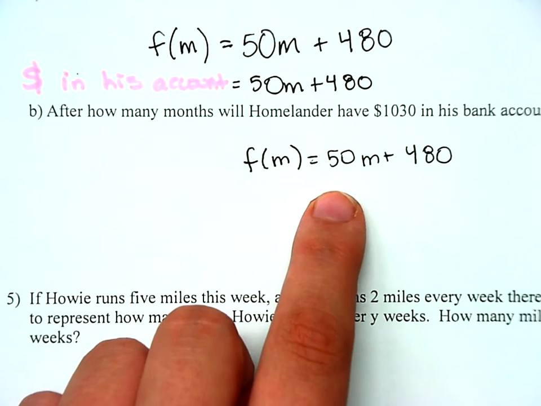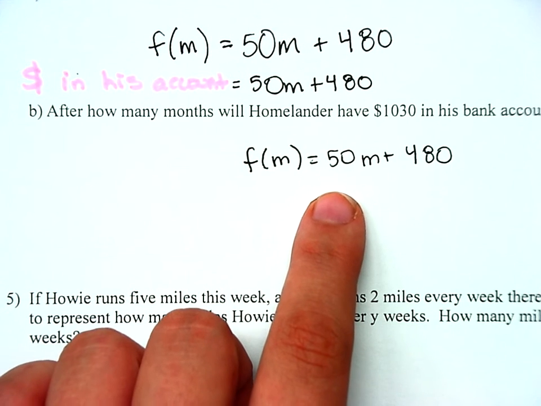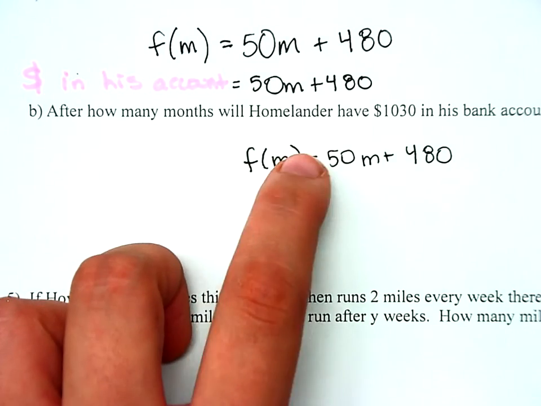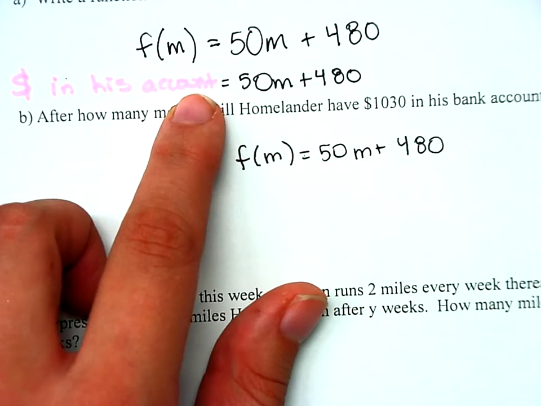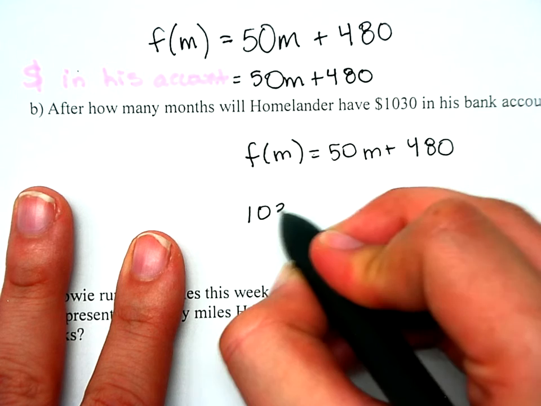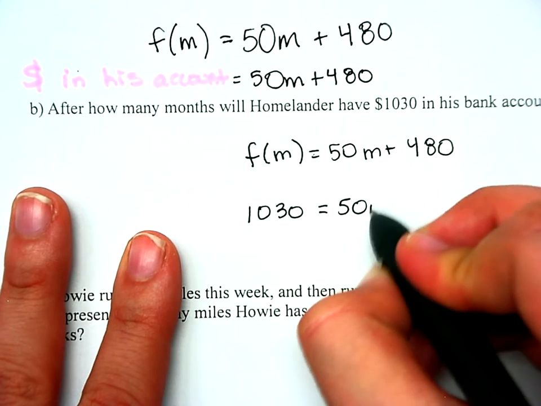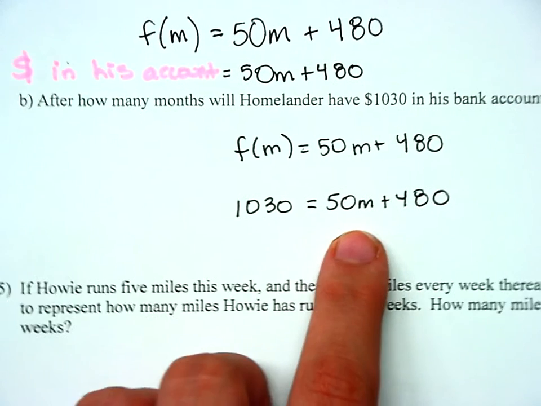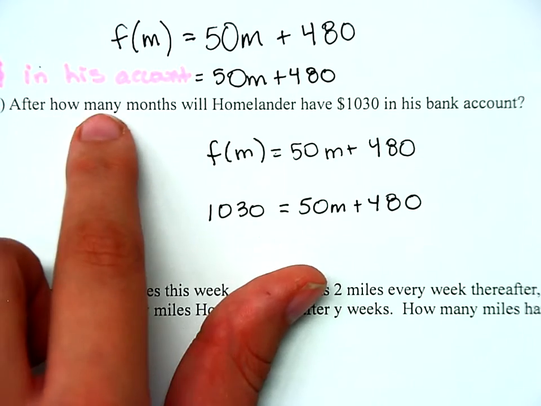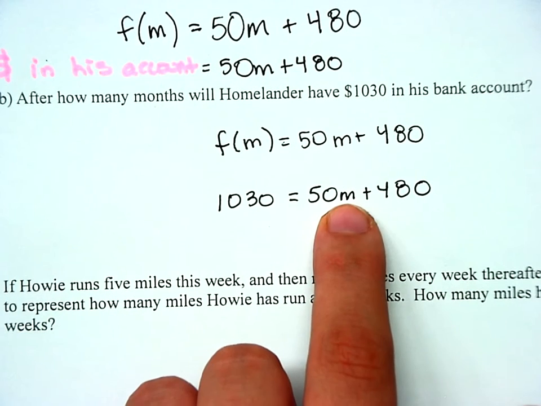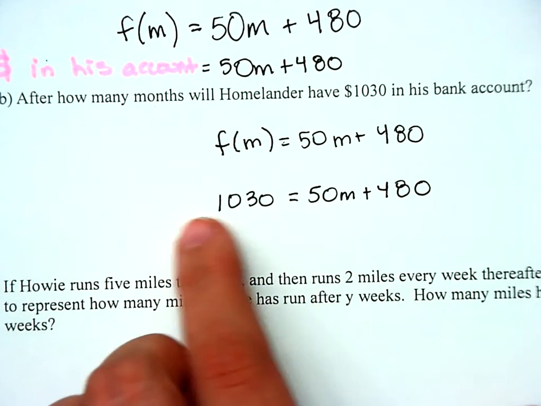And if you guessed the second option that I gave you, you are correct. So we're actually going to replace this right here with the money in his account, because that's what we know. So we're going to replace this, and we're going to write 1,030 equals just like that. And so what we're going to figure out is what it asked. After how many months will Homelander have this amount in his bank account? So we're going to find out what M has to equal to make this true.